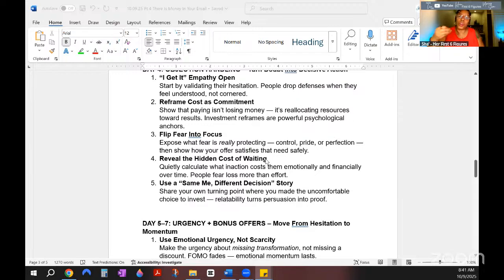All right. Number 3, flip fear into focus. Expose what fear really is protecting. Is it protecting control, pride, perfection? Then show how your offer satisfies that need safely. Show them how they're not going to lose control. Show them how they will be able to be proud of this decision down the line. Show them how they don't have to be perfect to come in and have this work for them. So show them how all of these things they fear, you're going to help them so those are not a negative result.